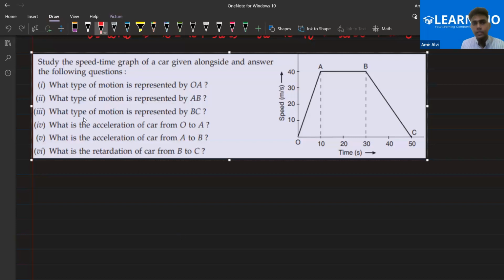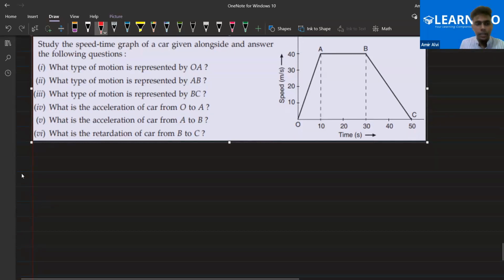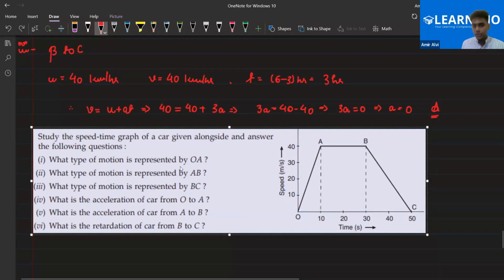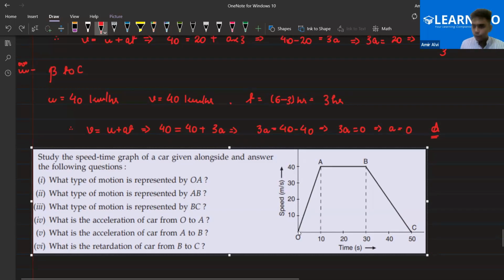Okay, let's do it together. Now analyze this question. The question is saying the speed time graph is given. If a speed time graph is given, it means that we have two significances of this graph. First one is slope, second is area. So we have to analyze and understand what the graph is asking and what we have to find. From this graph, we can easily analyze that from O to A, the graph is going in the upwards direction. It means that it is accelerating.